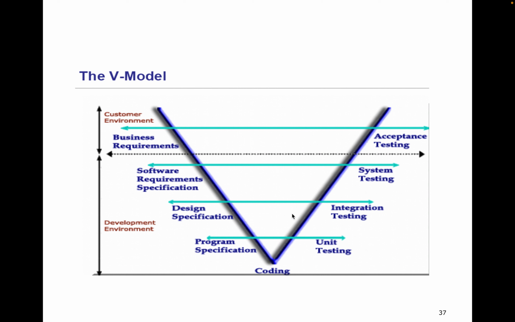Okay. This is the V model for software development. We consider the customer environment here. First, we take the business requirements, the software requirements, and the design specifications. These form the development cycle, along with program specifications and coding. Unit testing is done by the developer, followed by integration testing, system testing, and acceptance testing. Coming to the V model, acceptance testing is again done by the customer.